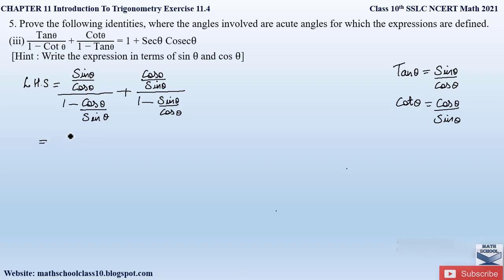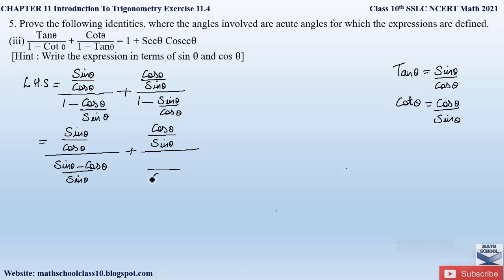Okay, so now let us simplify the equation further by taking the LCM in the denominator. So the numerator will be as it is, that is sine theta by cos theta, divided by, here when you take the LCM it will be sine theta, so sine theta into 1 will be sine theta minus cos theta, plus again here in the numerator we have cos theta divided by sine theta. In the denominator, when we take the LCM, our LCM will be cos theta, so cos theta into 1 will be cos theta, minus, when you take the LCM here, cos theta and cos theta will get cancelled and it is only sine theta.